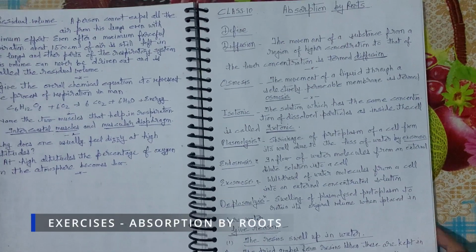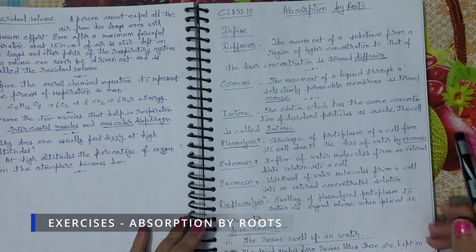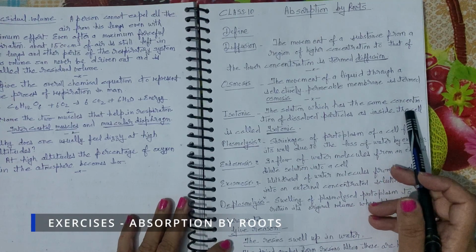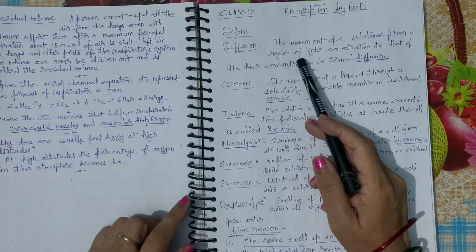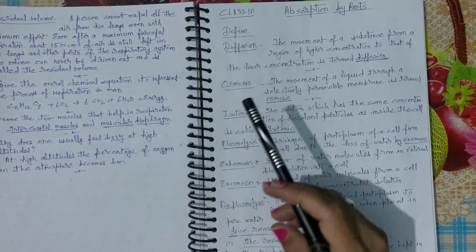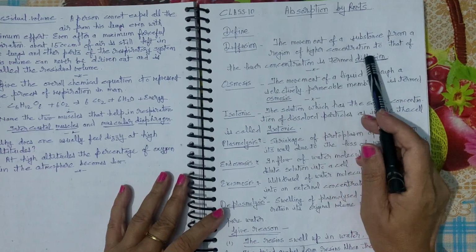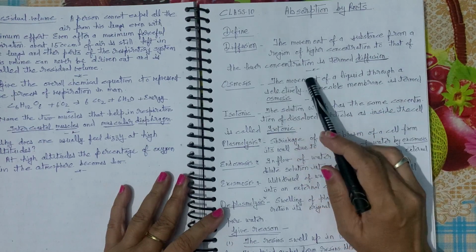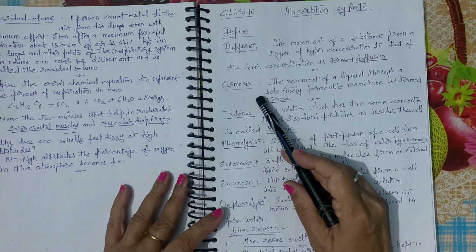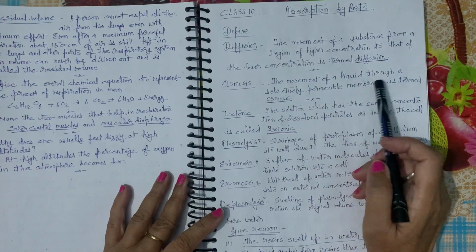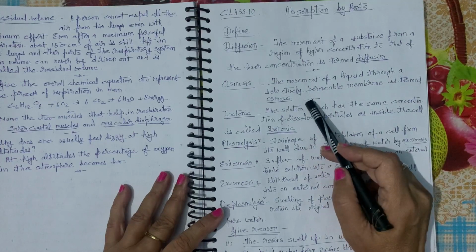Today I am going to discuss a few exercises on absorption by root. First, we will define certain important terms of the chapter. First, diffusion. As you know already, the movement of a substance from a region of higher concentration to that of lower concentration is termed diffusion, right? Osmosis: the movement of a liquid through a selectively permeable membrane is termed osmosis.